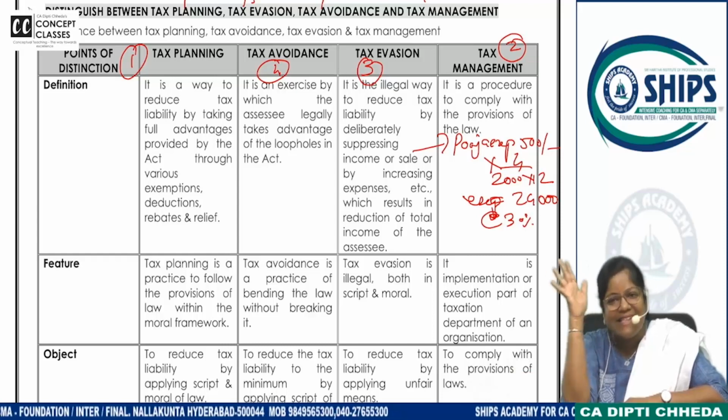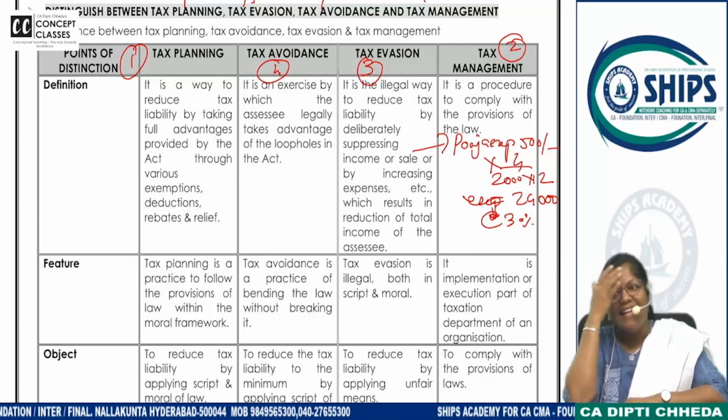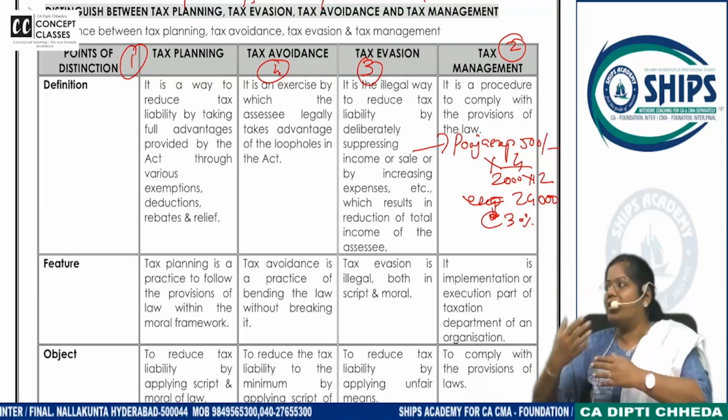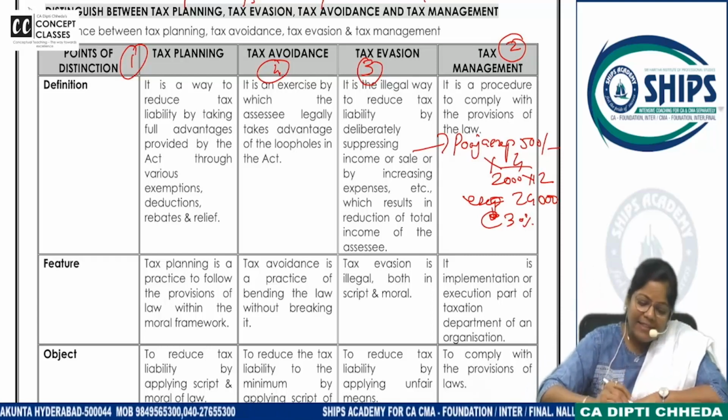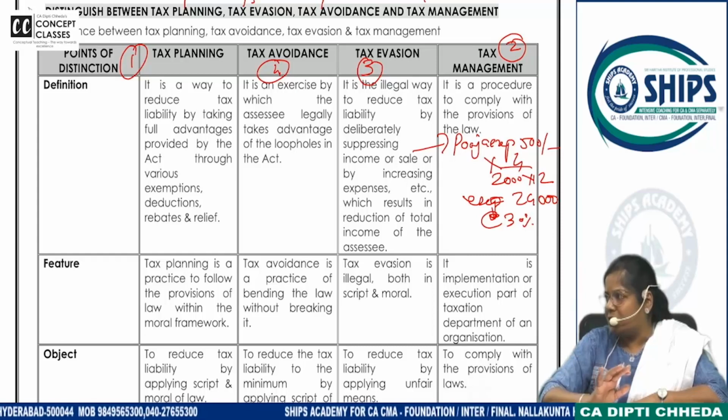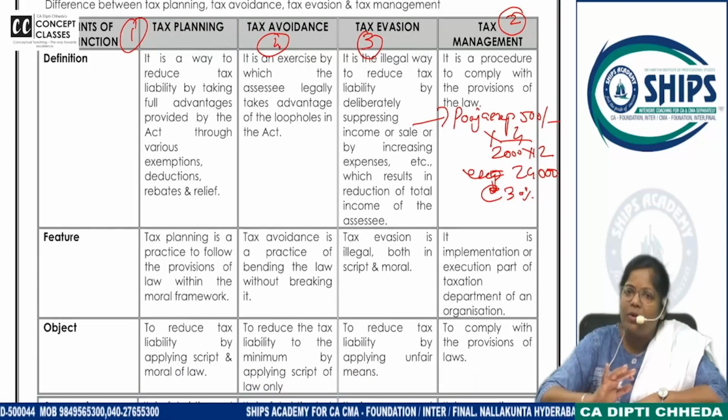Are my examples clear or not? And in those examples also, if you have a conflict, if you have a doubt, ask. So tax avoidance is not allowed. Will you please read this whole?